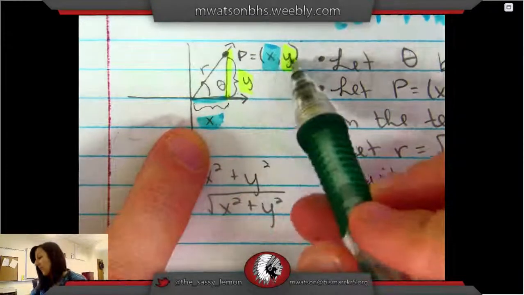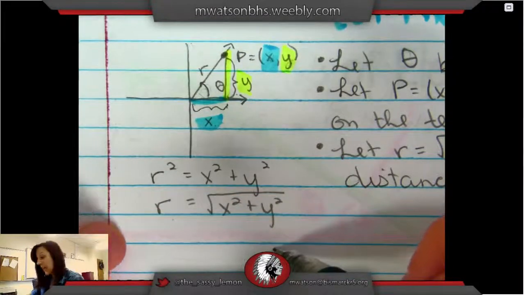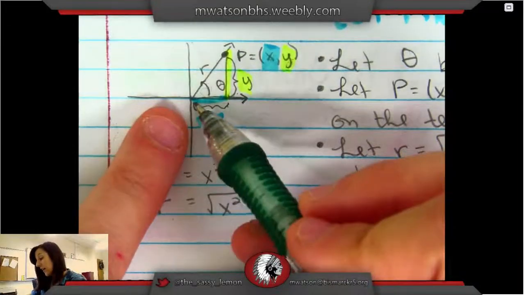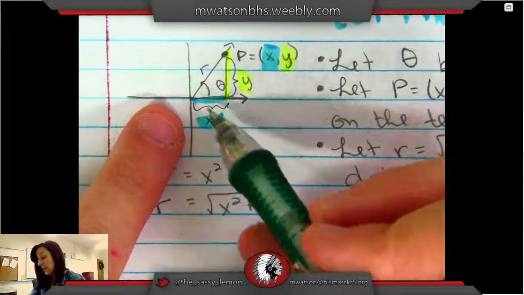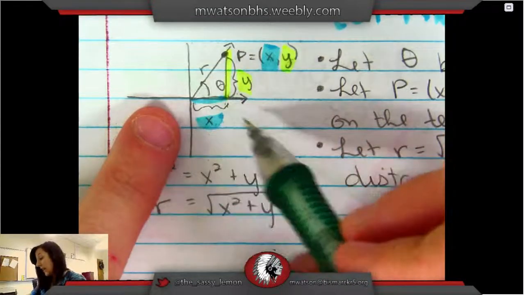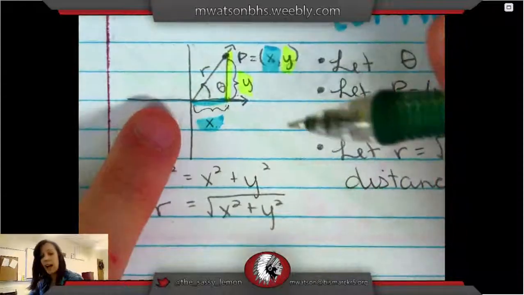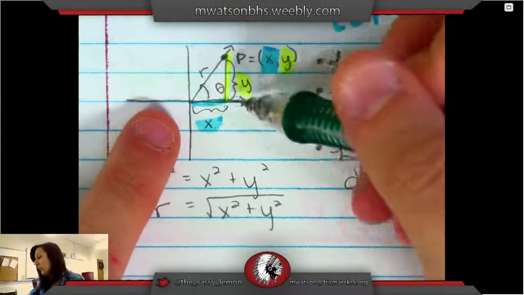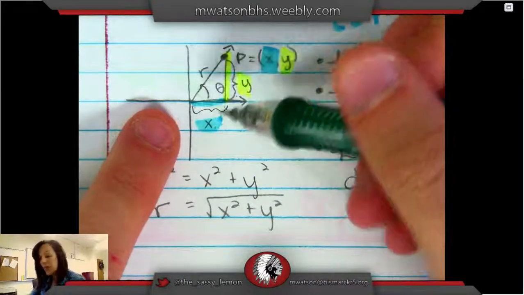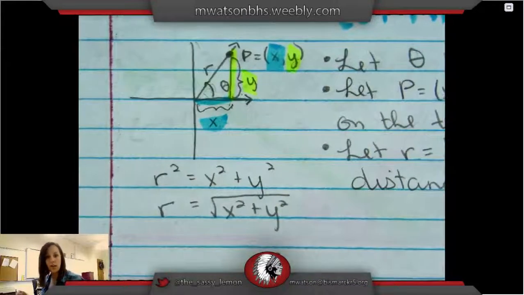So if we were given a point, we could plug into this formula to find r, and we could say sine of theta is equal to whatever x is over our r. We could say cosine equals our y. I'm sorry, I did that backwards. Sine is y over r. Cosine would be x over r, and so on and so forth.